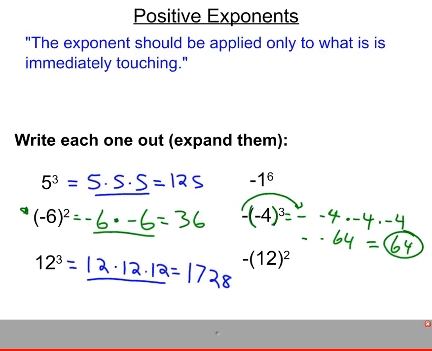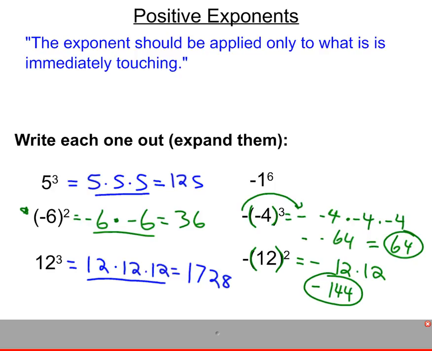Negative 12 to the second power. So what's inside parentheses is what you apply the exponent to, because the exponent is attached to the parentheses. So really it's 12 times 12 with that negative out in front. So whatever 12 times 12 is, you do the negative of it. 12 times 12 is 144. So your answer is negative 144, sorry, because we're doing the negative of it.